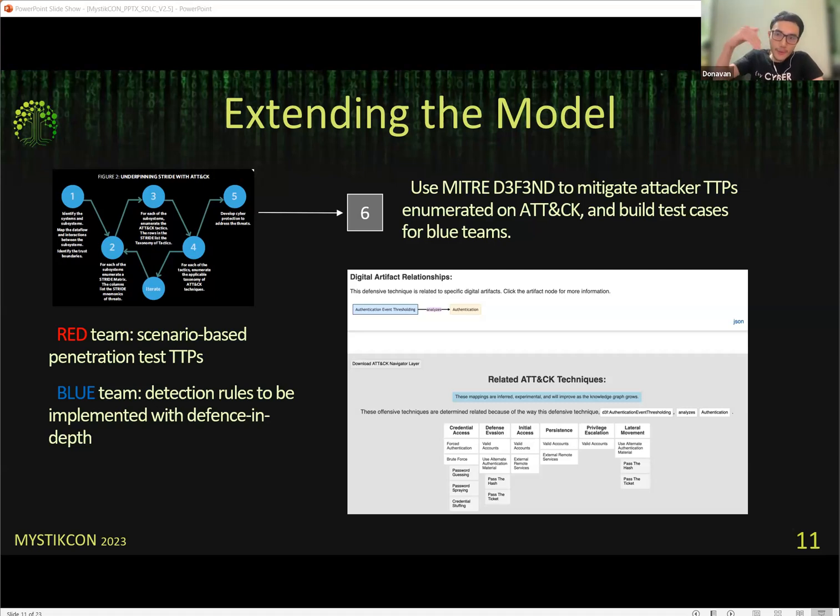We will go through scenarios, we will set objectives, and we'll see if the attackers can achieve certain objectives. If they succeed, well, it means that your defenses are not sufficient, right? So what do you then need to do? You need to write certain detection rules.